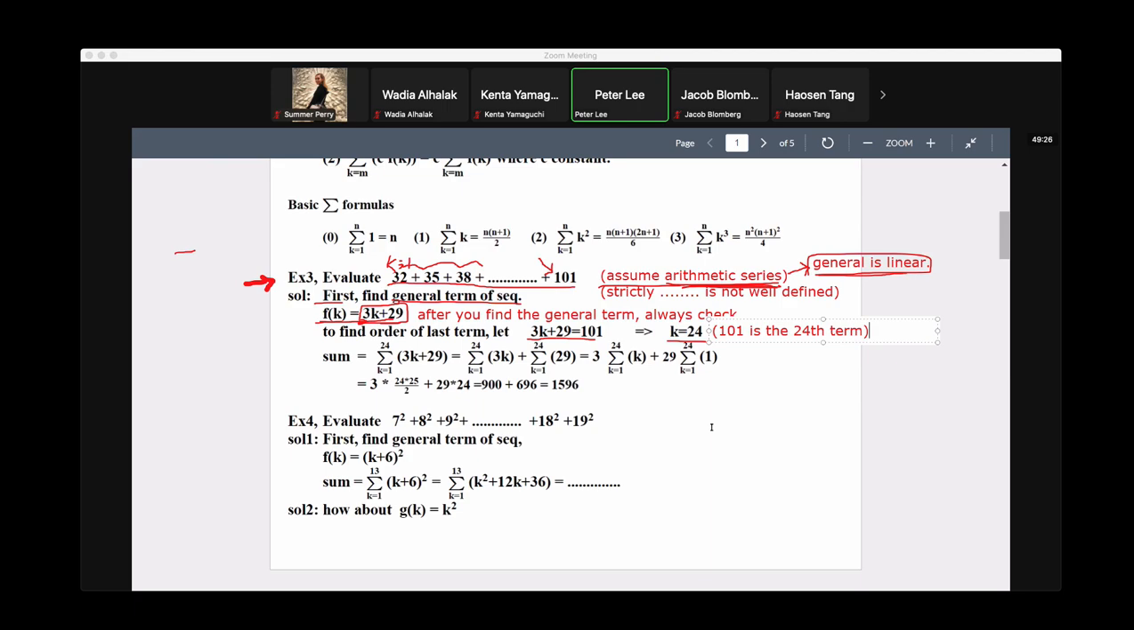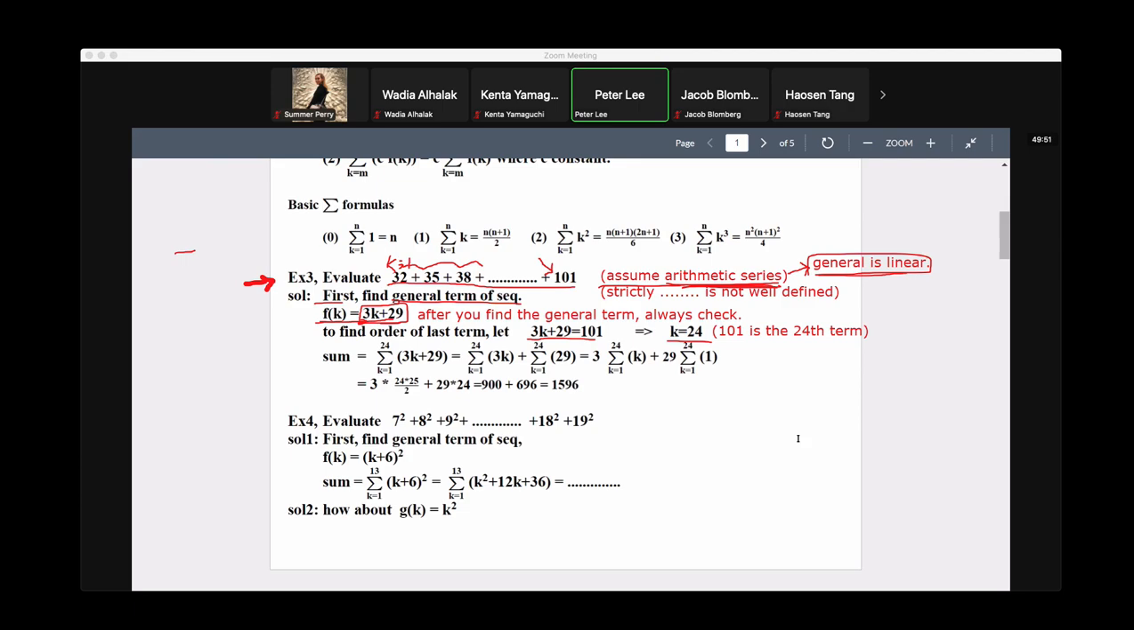That's what I'm trying to say. So we have 24 terms in the series. The total number of terms is 24, or you can say that the last term is the 24th term. So that's what I mean by the order. The order means first or second or third. That's what I call the order. So the order of the 101 is 24. That 101 is the 24th term. That's what I mean by the order.